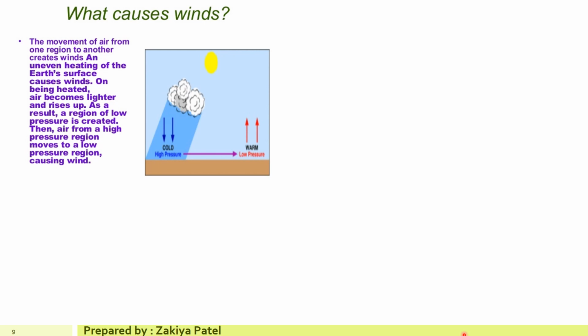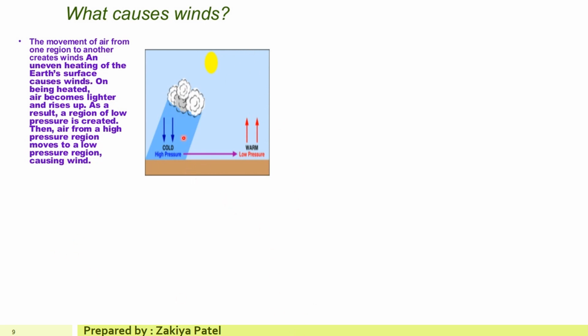All these phenomena are the result of changes that take place in our atmosphere due to the heating of air and the formation of water vapor. Yes, dear students, the movement of air from one region to another creates winds. An uneven heating of the earth's surface causes winds. On being heated, air becomes lighter and rises up. As a result, a region of low pressure is created. Then air from a high pressure region moves to a low pressure region, causing wind.